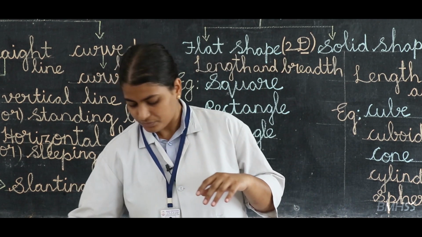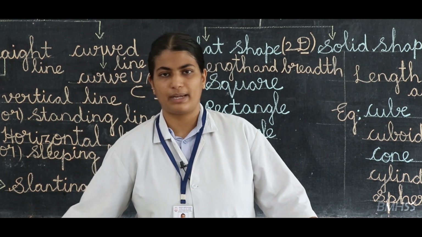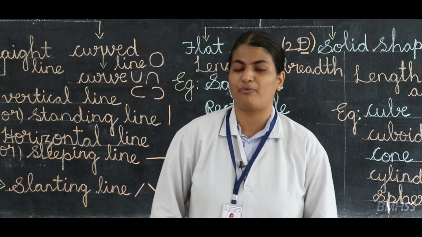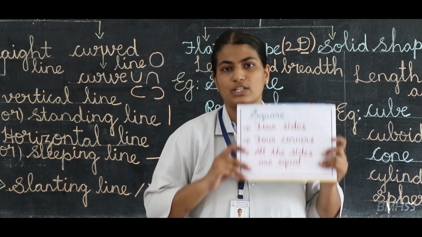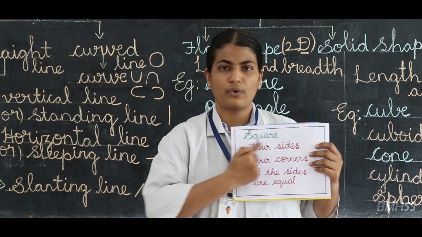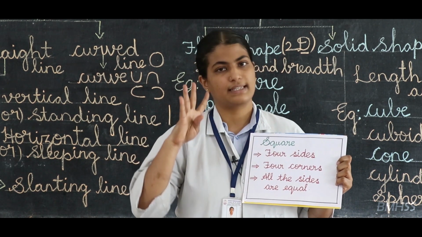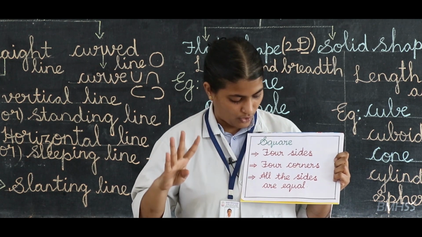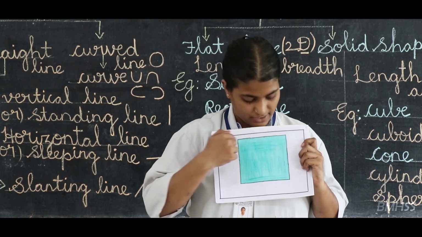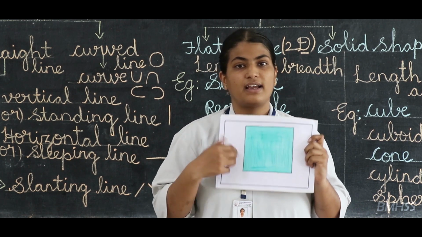Okay children. Now this is about flat shapes and solid shapes. Shall we all recall it once? What is the first flat shape we saw? It was a square. Yes, S-Q-U-A-R-E, square. What are the properties of it? It has 4 sides and 4 corners. All the sides were equal. So, a square has 4 sides and 4 corners. All the sides are equal.